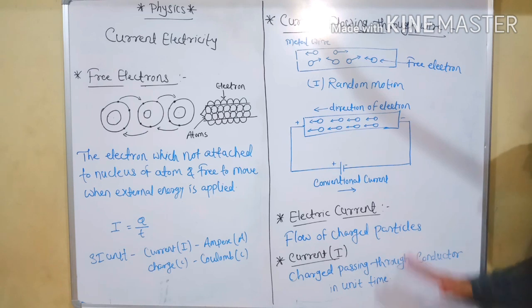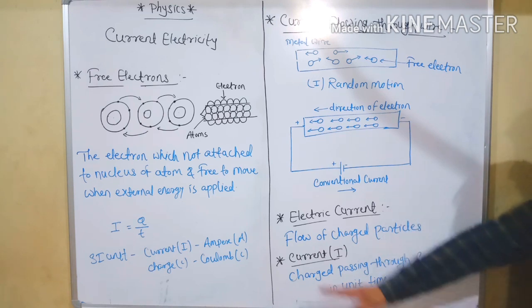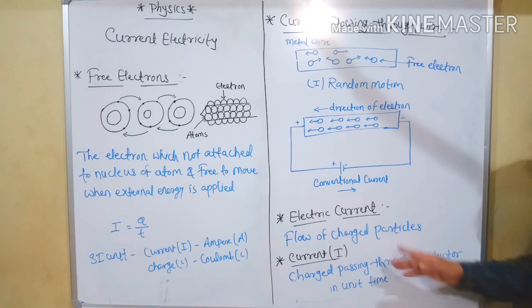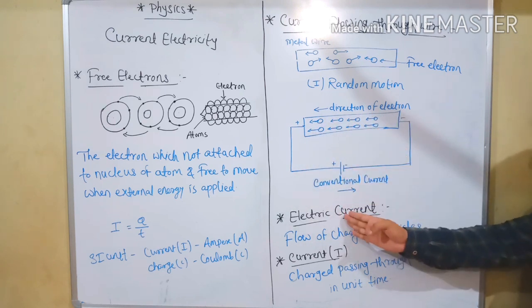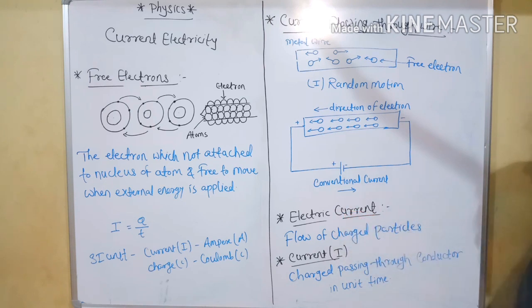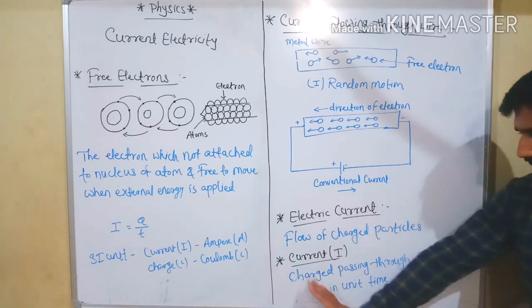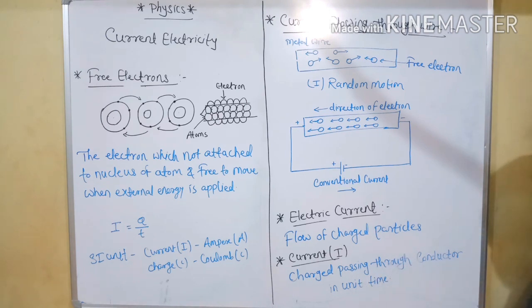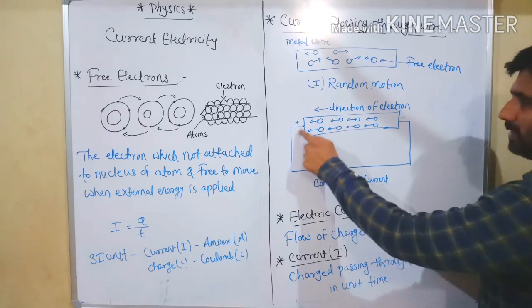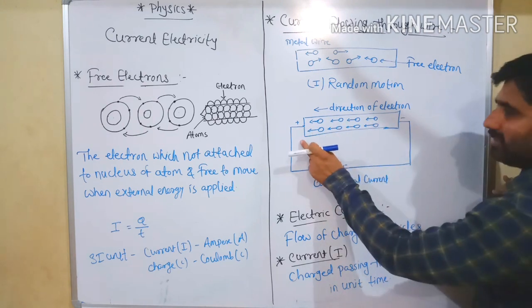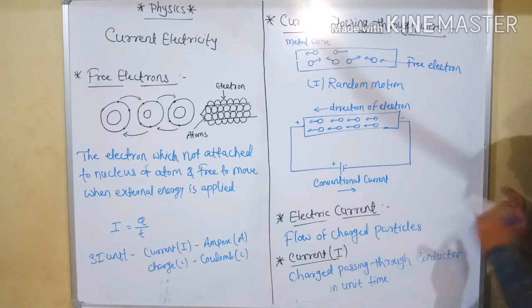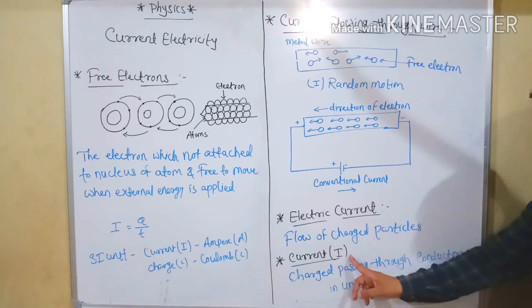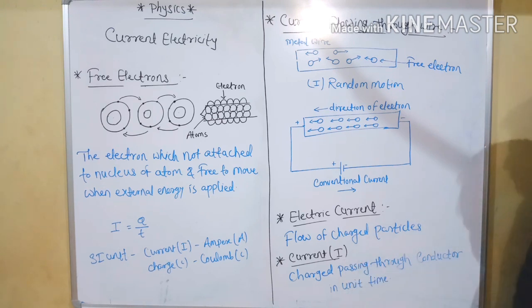So the conventional current will flow from the positive terminal to the negative terminal, and this is the direction of current flow. Electric current is the flow of charged particles. The charged particles flowing through this conductor are called electric current. What is current then? Current is the charge passing through a conductor in unit time. The charged particles require a certain time to move from one point to another. That is current. Generally we denote current with the symbol I.